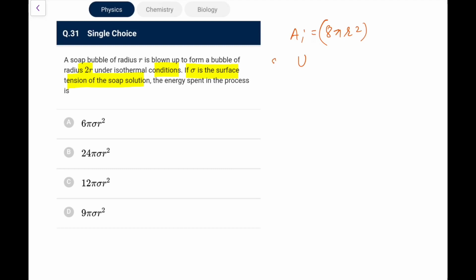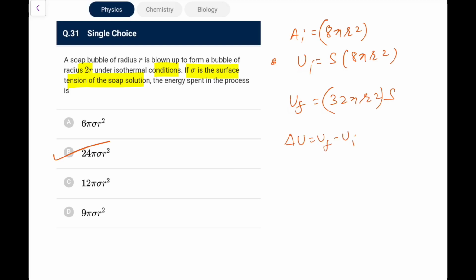So that surface energy was S into 8 pi r square initially. Similarly, finally, because it is 2r, it will become 4 pi into 2r whole square into 2, that is 8 pi into 2r whole square, that will become 32 pi r square into surface tension S. Here it is sigma is written, I have written S, no issues. So the change in energy is 32 minus 8, that is going to be 24. So we'll go for 24 pi sigma r square. Directly you can say that is the delta U. Okay, S is sigma, so you can convert that way.